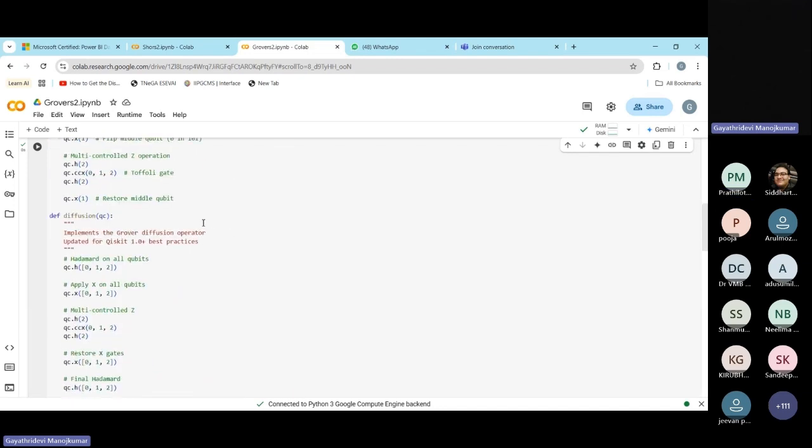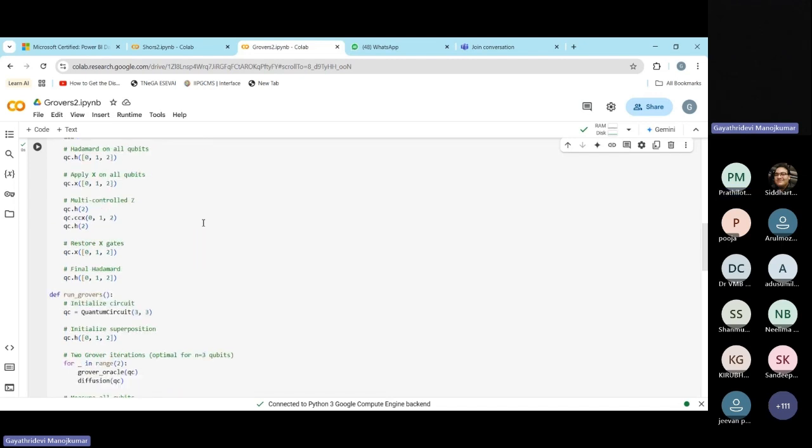I hope you are clear on how Grover's algorithm works. The two important parts are the oracle and the diffusion. We need to enhance the superposition with the oracle, and in the diffusion we need to ensure the amplification.